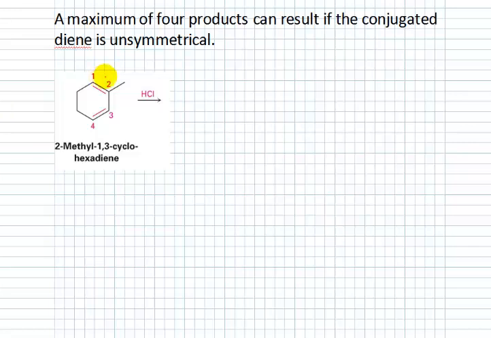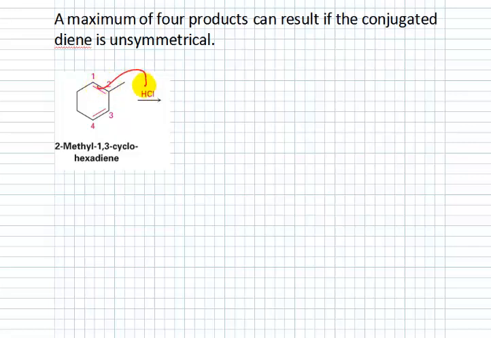I have cyclohexadiene, conjugated, so I've got 2 double bonds within the 6-membered ring, but I have a methyl group on carbon 2. So 1 and 2 is a double bond, 3 and 4 is a double bond, and carbon 2 has a methyl group on it. So now it's become unsymmetrical. If I didn't have that methyl group, we would have our normal 2 products just from the resonance structures. But to figure this out, let's just go one at a time.